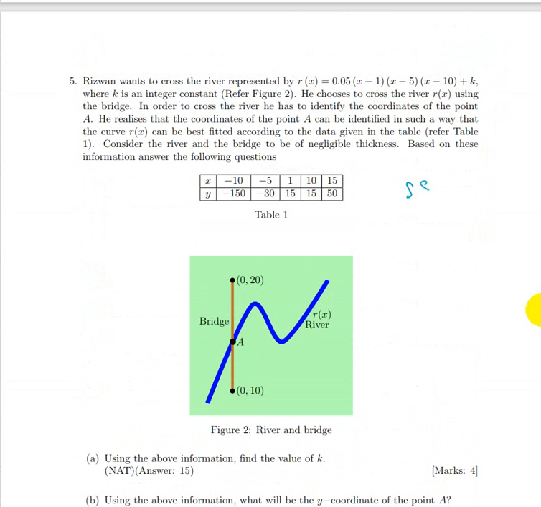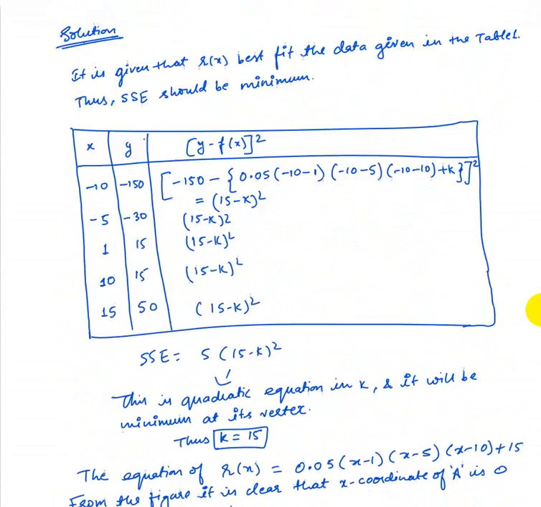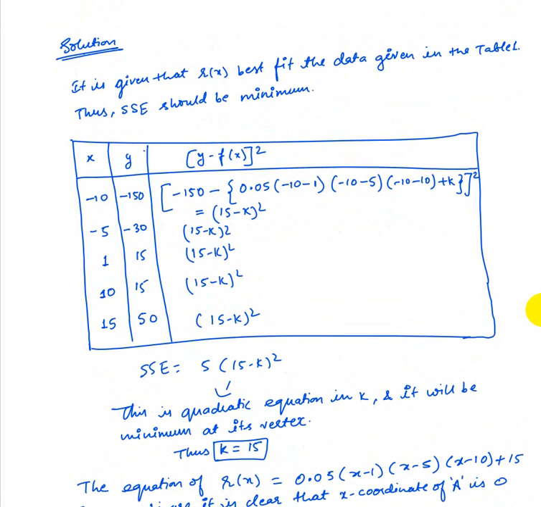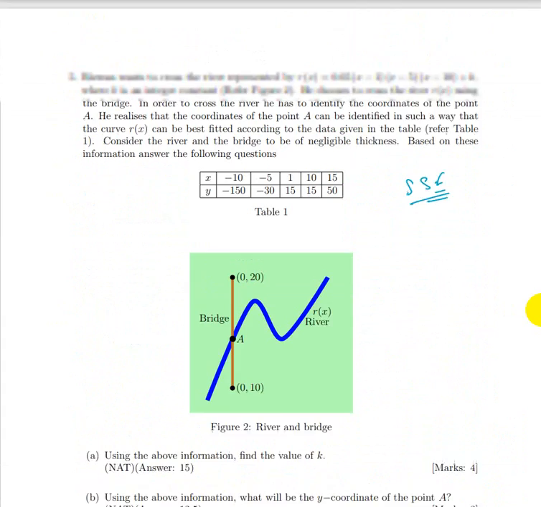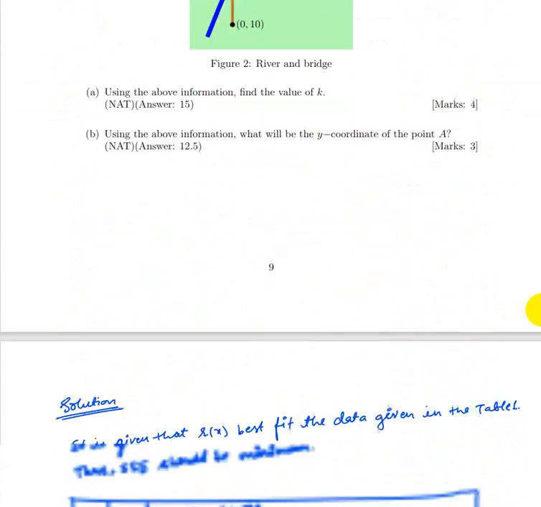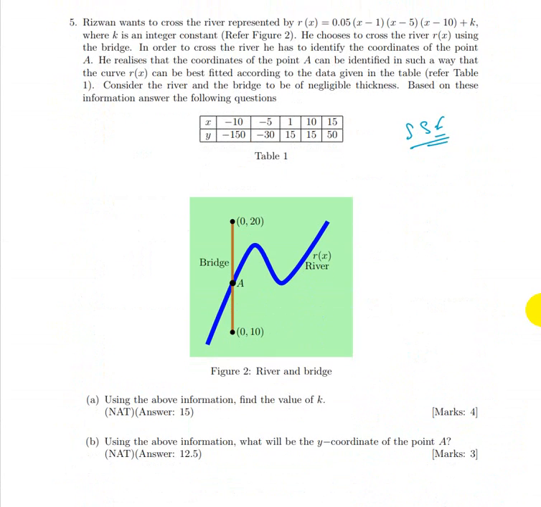Yes, this question is nothing but the solving of SSE. The question says that Rizwan wants to cross the river represented by R(x) is equal to this function, where k is an integer constant. He chooses to cross the river R(x) using the bridge. In order to cross the river, he has to identify the coordinates of the point A.